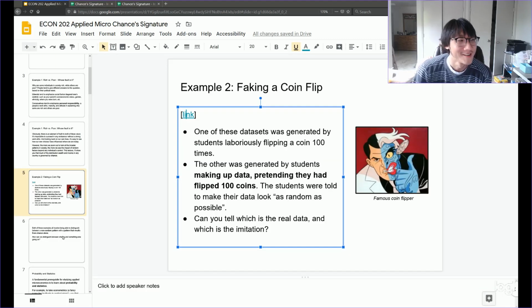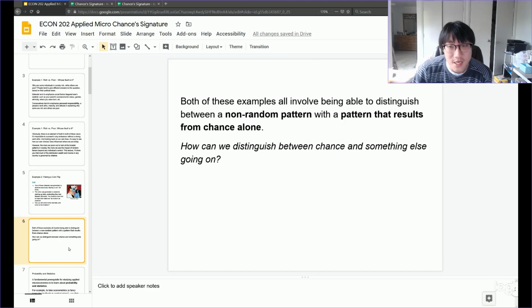Okay. So you might be thinking, well, how are those examples related? And how are those things related to the topic of this lecture? Well, you see, both of those questions involve being able to distinguish a non-random pattern from a pattern that is truly random. Both of those examples involve being able to distinguish a non-random pattern from a pattern of results that arises only from chance.